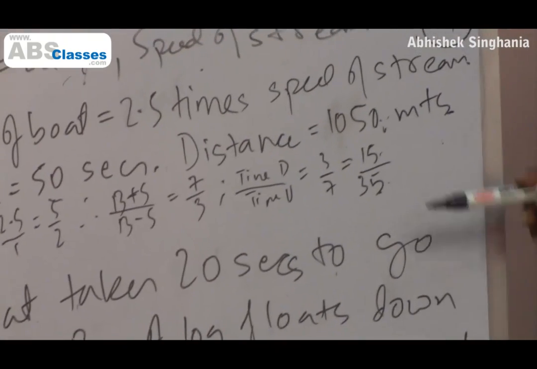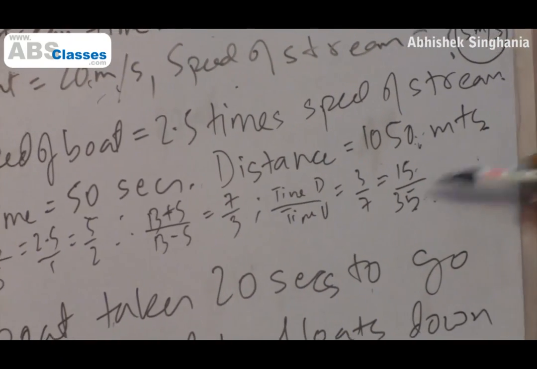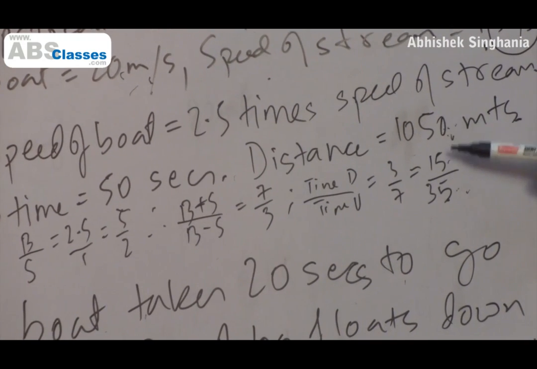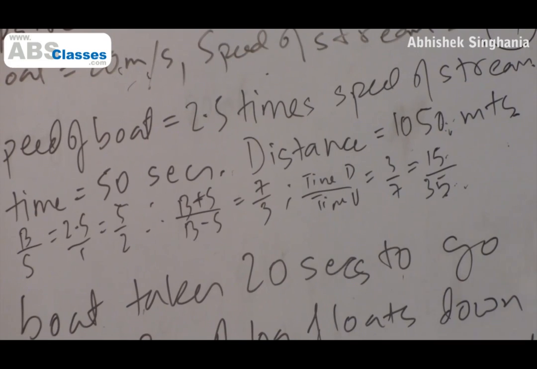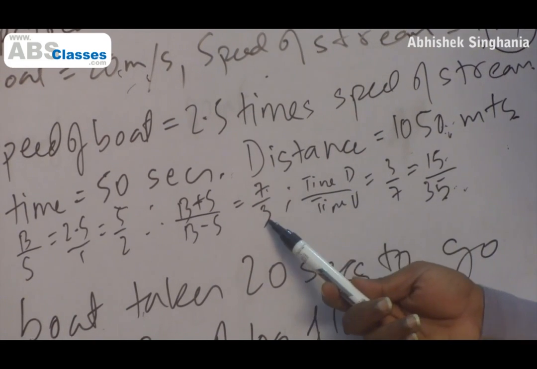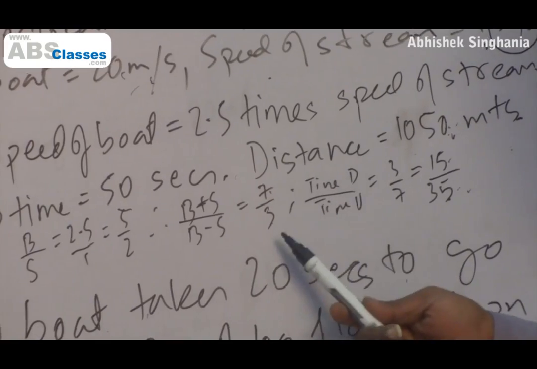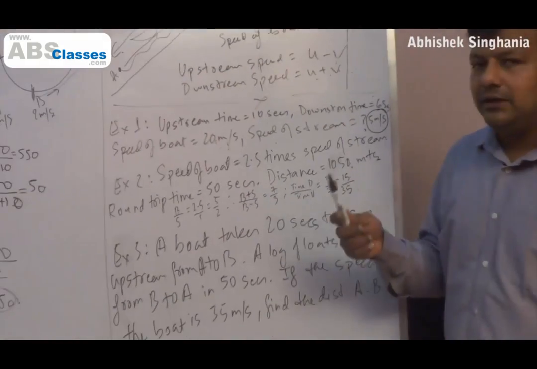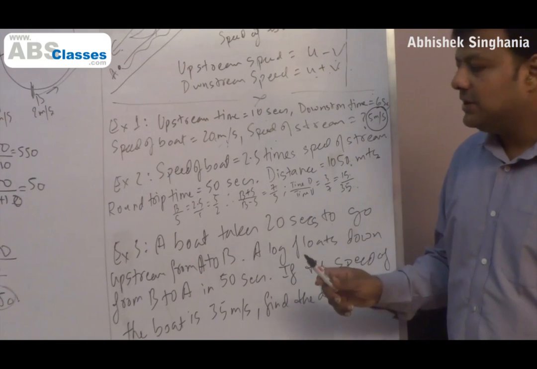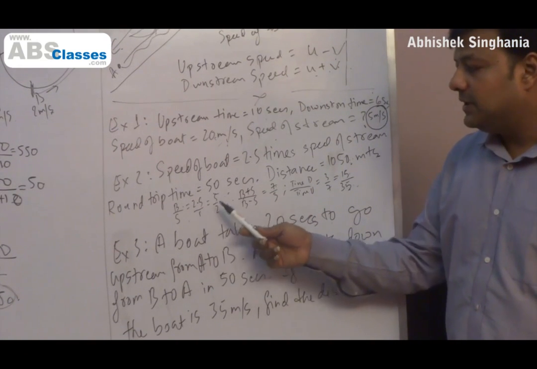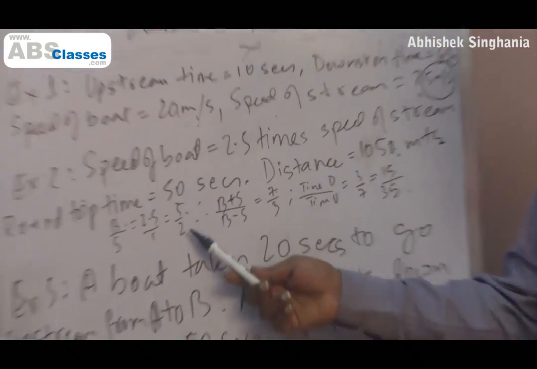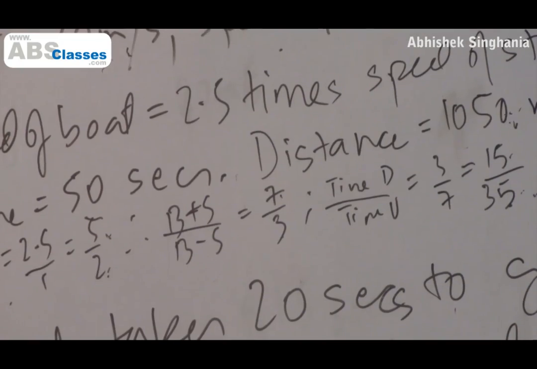seconds. So my upstream speed is 1050 by 35, which means 30. My downstream speed is 1050 by 15, which is equal to 70. So my upstream speed and downstream speed are actually 70 and 30. The ratio was 7:3 and the multiple is 10, 70 and 30. Which means everything else also will remain same. Which means my boat speed and stream speed is 50 and 20. So speed of boat is 50 meter per second, speed of stream is 20 meter per second.